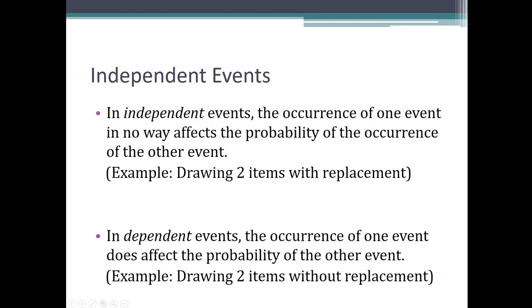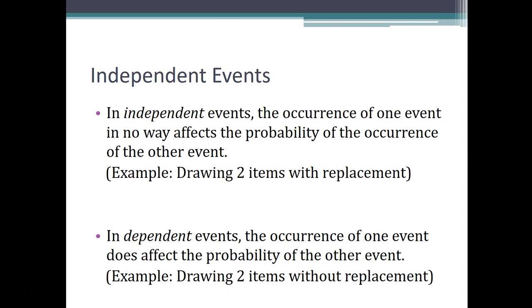Here we go. Independent events. The occurrence of one event in no way affects the probability of the occurrence of the other event. Drawing 2 items with replacement. So you pick envelopes with replacement. Picking the first envelope as red in no way affects what happens in the second envelope's probability because the red one gets put back in the pile. And it's as if you never took one to begin with.